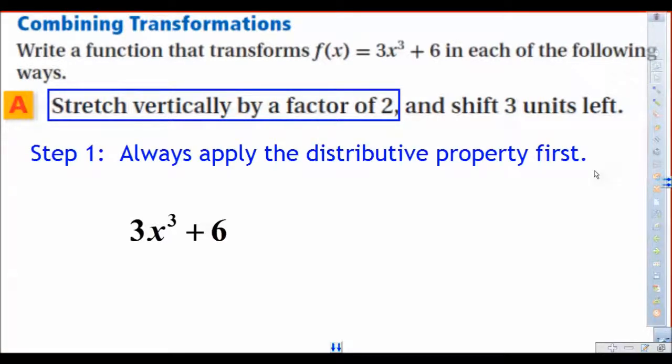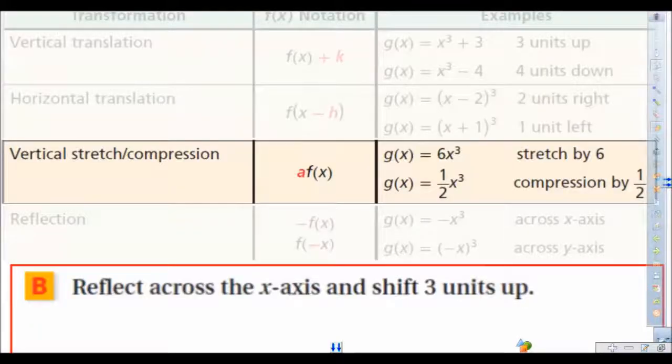For your first step, whether it's a vertical stretch or a reflection, which we'll see later, always apply those things by doing the distributive property. Watch how this works. When you're doing a vertical stretch, all that's really happening to the function is that we're multiplying it by that factor. We're going to take whatever the function is, and multiply everything by that number. So that's what we're going to do over here on that problem.